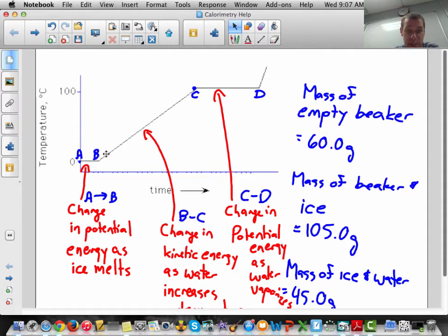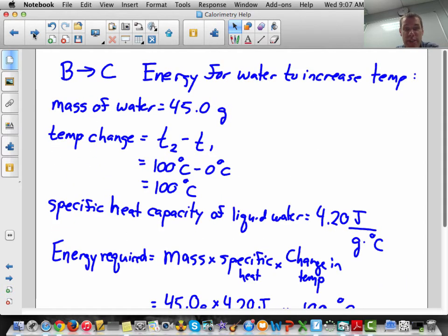Next, we want to look at this part, B to C. We're going to increase the temperature from the melting point up to the boiling point. To do that, we need what's called the specific heat capacity of water. We have this same 45 grams of water. The temperature change, from T1 to T2, is 100 degrees Celsius as the final temperature, and 0 degrees Celsius as the initial temperature. So the temperature change is 100 degrees Celsius. Now you may have different numbers for yours. Use the numbers that you recorded. Don't use the 100.